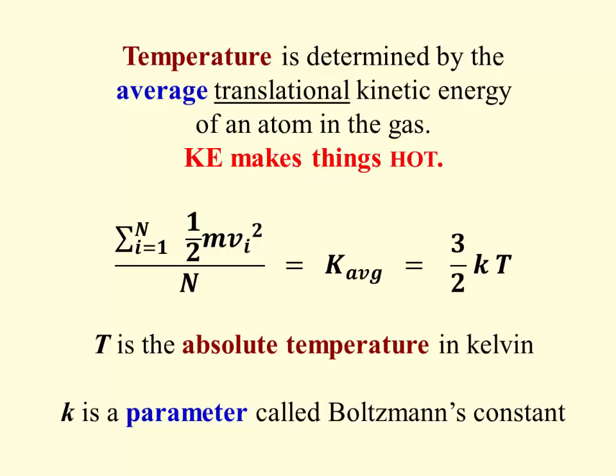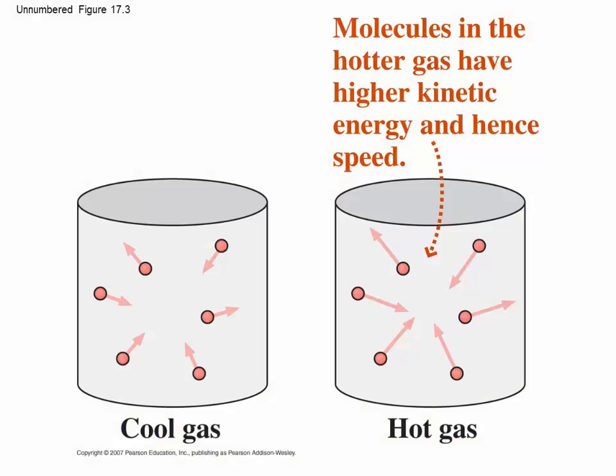Now, this is only true in the classical statistical mechanics that we're looking at here. In quantum statistical mechanics, that's changed a little bit. But this is enough for us to understand what we need to understand here. That temperature is, of course, the absolute temperature in Kelvin, and that k is our single parameter of the model, the parameter that's called Boltzmann's constant. So our picture here is that when we've got a cool gas, the atoms are moving relatively slowly.